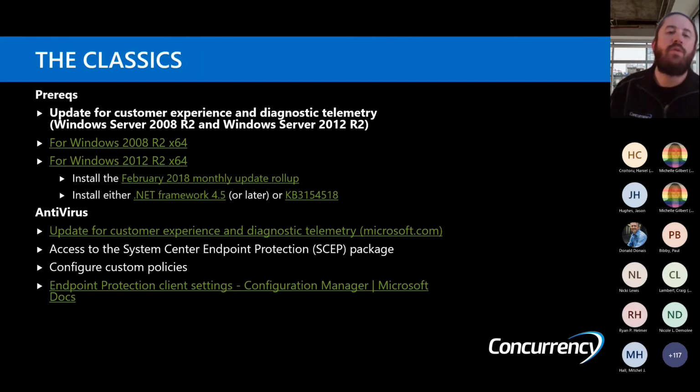One of the things to call out for those older operating systems is you do have to have that Customer Experience and Diagnostic Telemetry component deployed to the older OSs. You do have to have, at a minimum, the February 2018 monthly update rollup and .NET Framework 4.5 or later. So there were some pretty beefy caveats with the classics, as I'd like to put it. As well, to have that antivirus capability, you did have to deploy SCEP previously. So if you weren't a Configuration Manager shop, that was a little troubling to get access to.